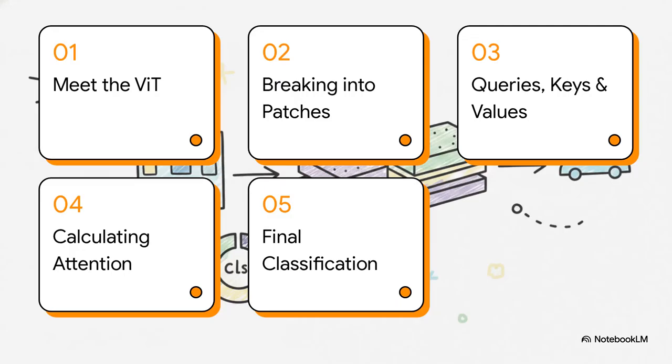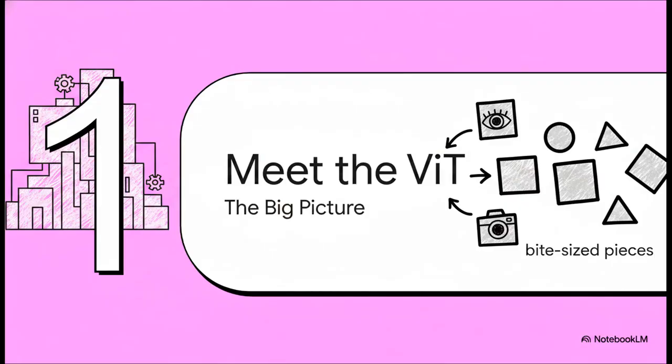Here's our roadmap for today's explainer. 1. Meet the Vision Transformer. 2. Breaking images into patches. 3. Queries, keys, and values. 4. Calculating attention scores. And 5. The final classification.